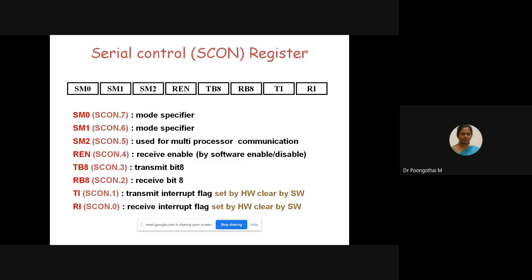The next register is a very important register, the serial control register. It is one of the special function registers of serial communication. It is also an 8-bit register with bit addressable mode, so we can access individual bits, from D0 to D7.